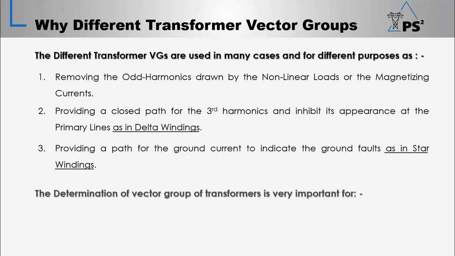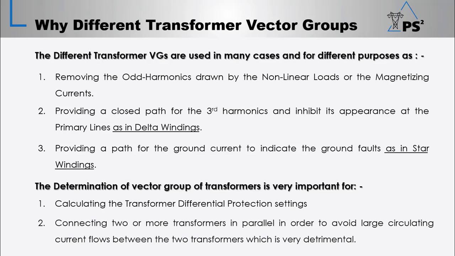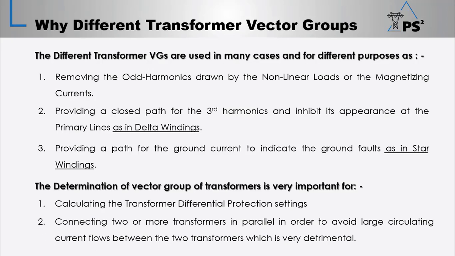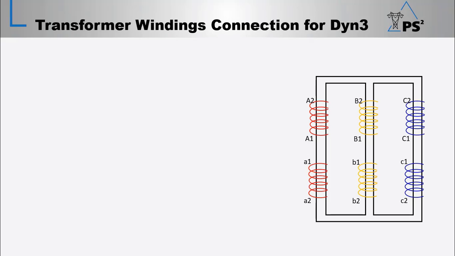Also, the determination of the transformer vector group is very important for the following reasons: calculating the transformer differential protection settings, and connecting two or more transformers in parallel in order to avoid large circulating current flow between the transformers. Now let's see how the DYN3 transformer windings are connected.